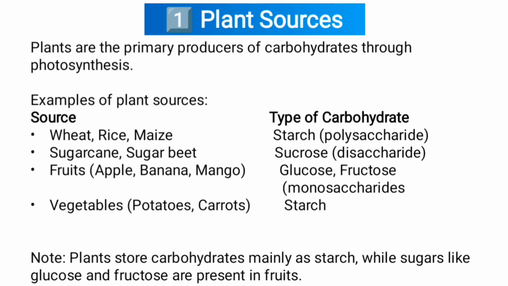Fruits like apples, bananas, mango are a source. Gives glucose and fructose, which are monosaccharides. And vegetables like potatoes, carrots are a source. Gives starch. Note, plants store carbohydrates mainly as starch, while sugars like glucose and fructose are present in fruits.